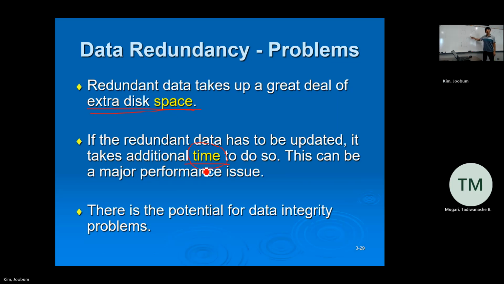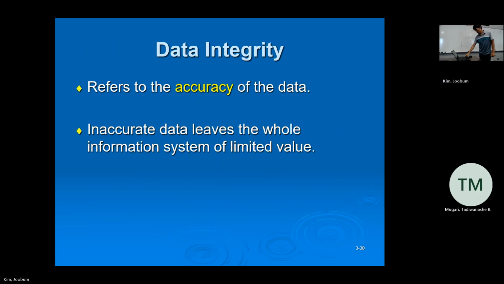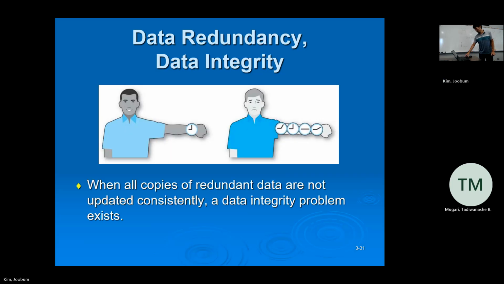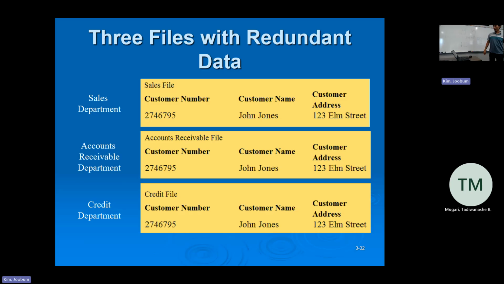So a lot of times, a lot of space is related to what? Redundancy. Okay. To solve the data redundancy problem, we have to come up with the ways, the best solutions. Okay. The integrity is related to the accuracy. Okay. So this is our integrity example.